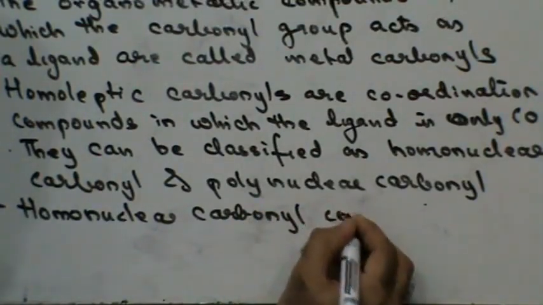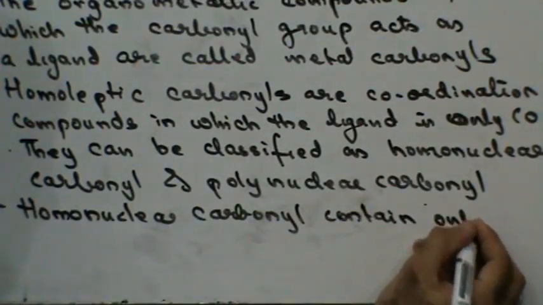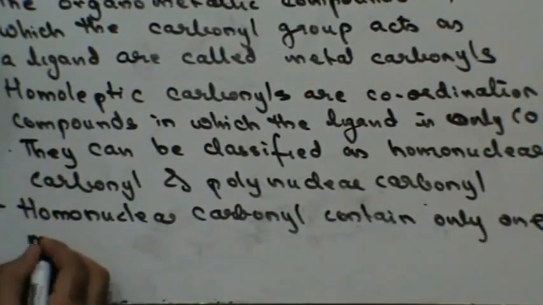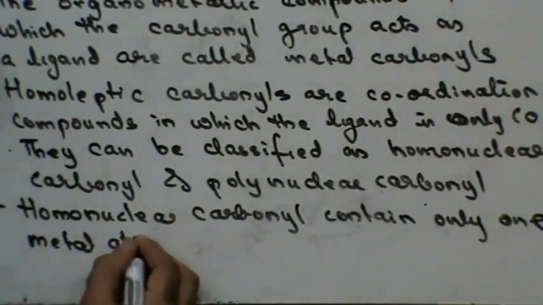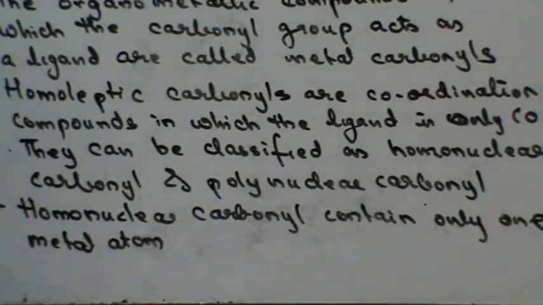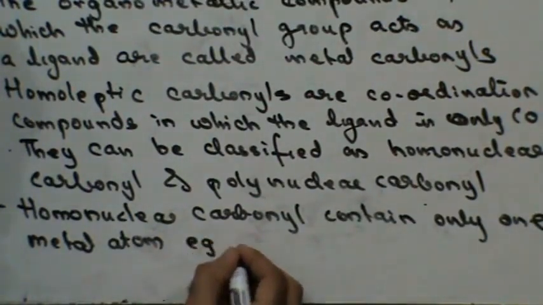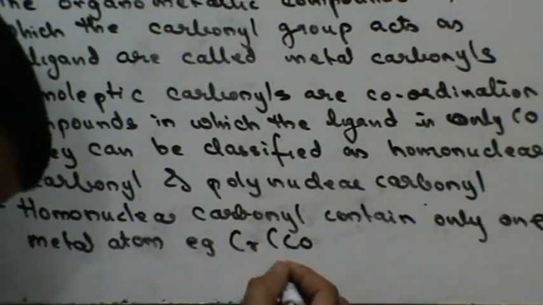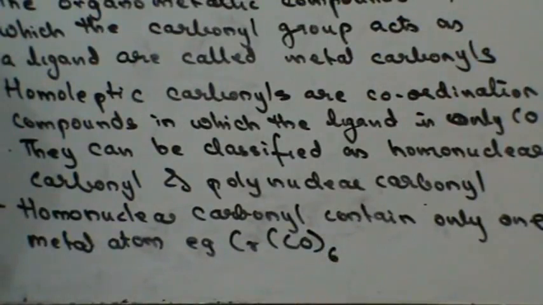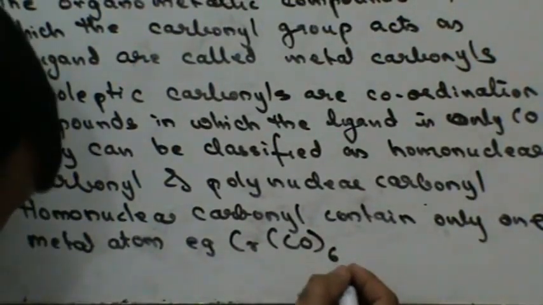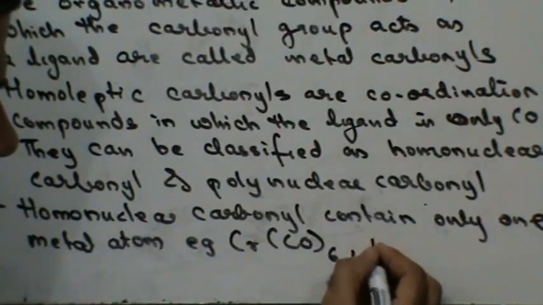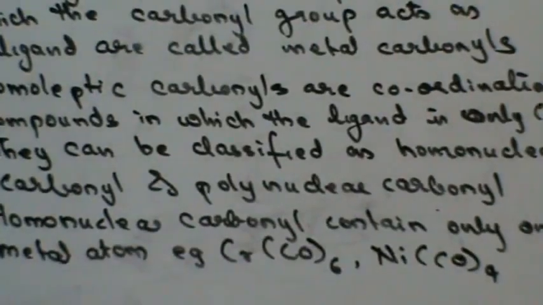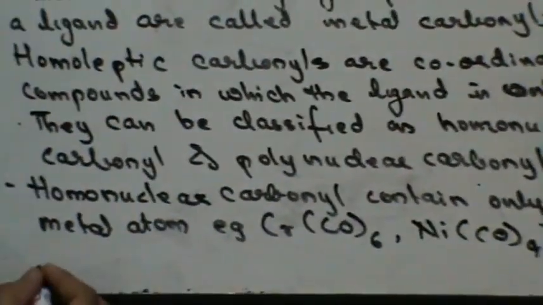Homonuclear carbonyls contain only one metal atom. For example, I could give you an example like hexacarbonyl chromium or tetracarbonyl nickel. They contain only one metal atom, right? These are homonuclear carbonyl groups.